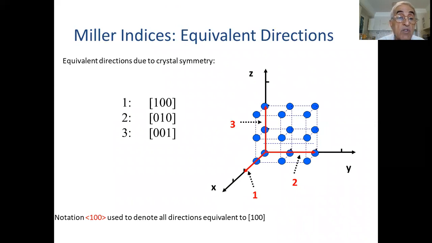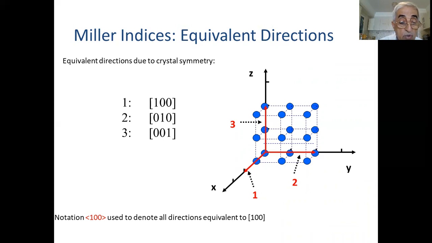Miller indices, equivalent directions. For example, equivalent directions due to crystal symmetry. In number 1 it is [1 0 0], which intersects the x-axis and does not intersect the y and z axes. In number 2, which is on the y-axis, [0 1 0], it does not intersect the x-axis and z-axis, only the y-axis. Number 3, [0 0 1], does not intersect x and y, while it only intersects the z-axis.